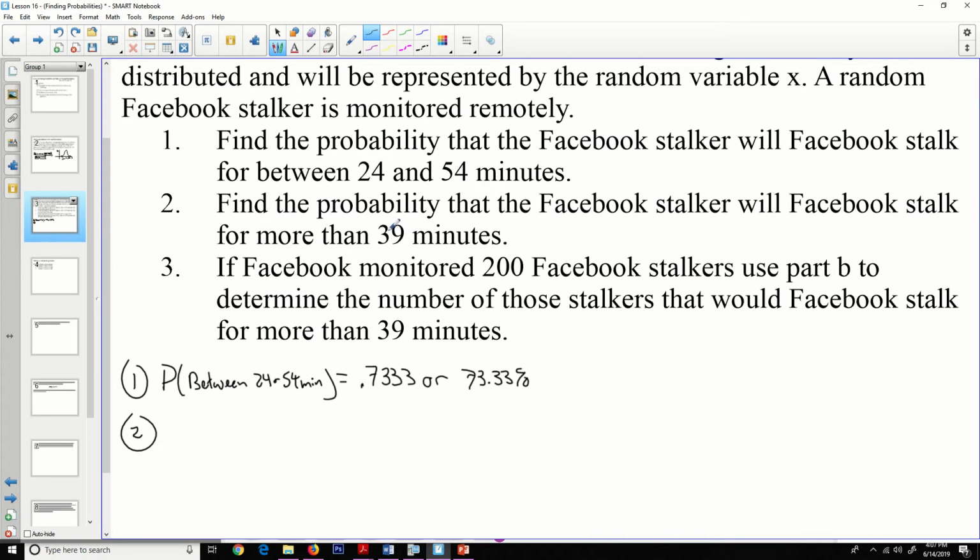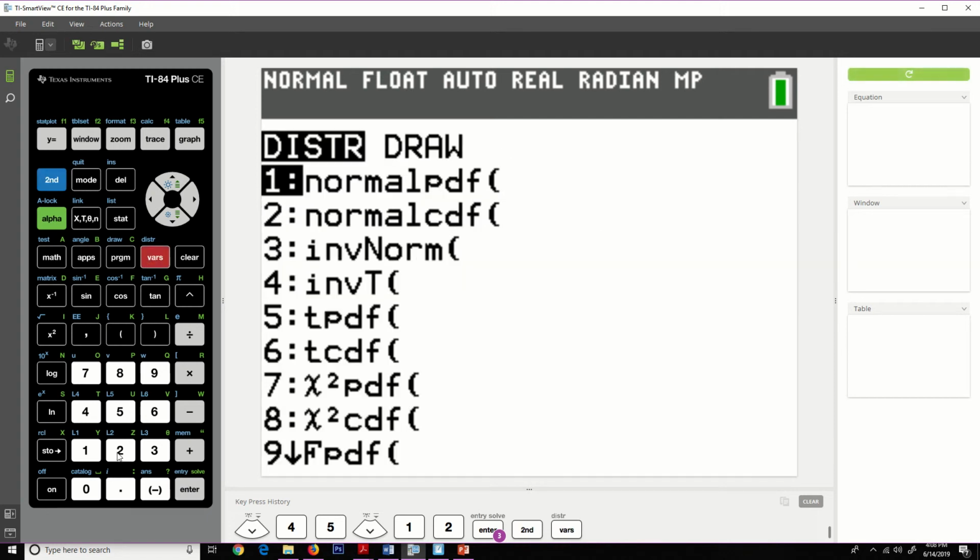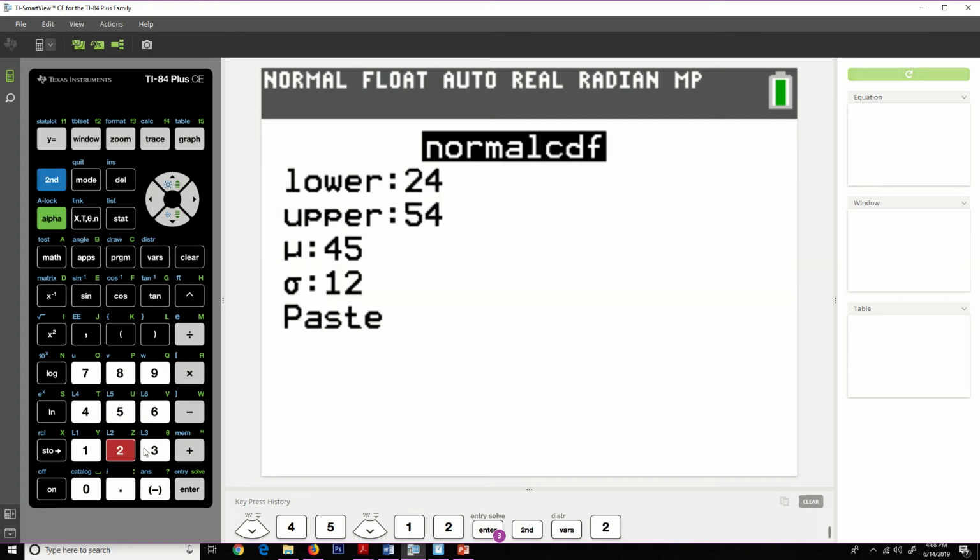Number two, find the probability that a Facebook stalker will stalk more than 39 minutes. This one is on the right-hand side because we want the values above that. Again, we'll go normal CDF: second vars, hit 2, normal CDF. We want our lower bound to be 39, and the upper bound as much of the curve as we can get. Remember, 3.5 standard deviations above is almost all, so we don't have to go all this way, but as a rule of thumb, 10,000 will work.